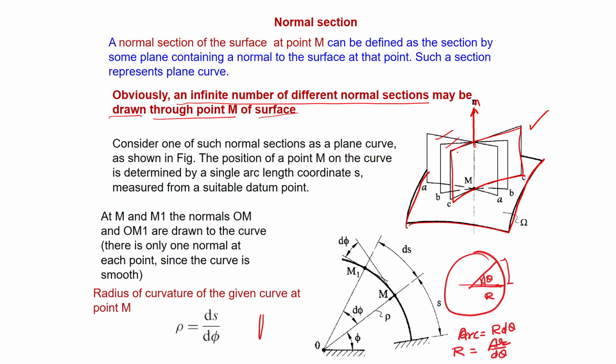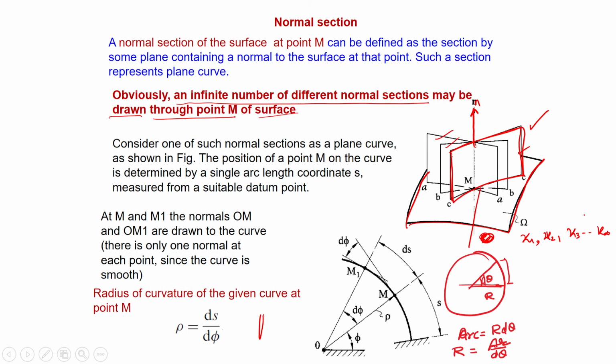So, I would like to explain here that for each normal section there will be one radius of curvature. The curvature is denoted by kappa. Let us say for this one, for this two, for this three, and so on, up to kappa infinity. For each normal section there will be a corresponding radius of curvature.